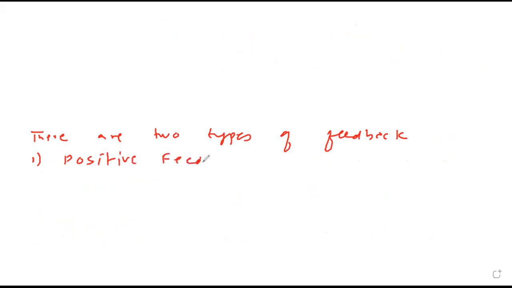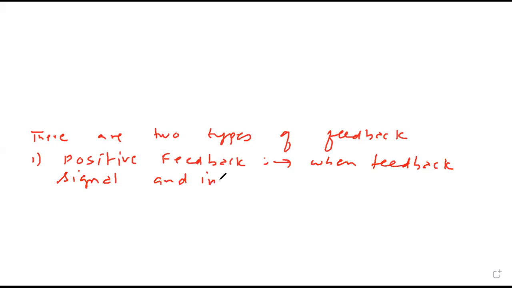There are two types of feedback. First, positive feedback. When feedback signal and input signal are in phase. Are in phase means crest should meet crest.